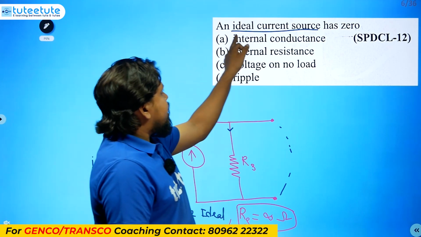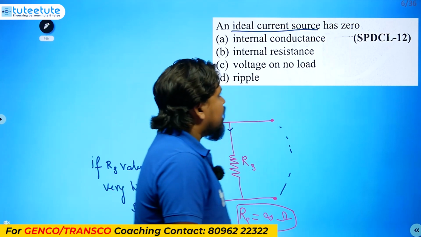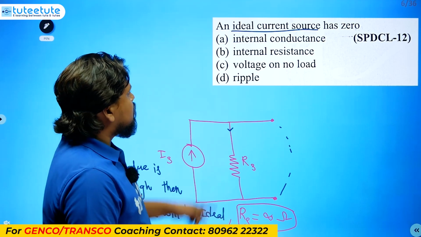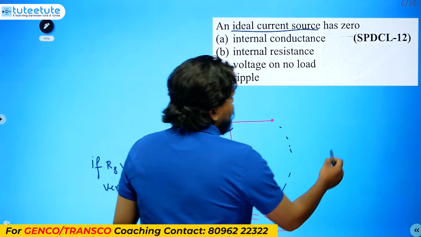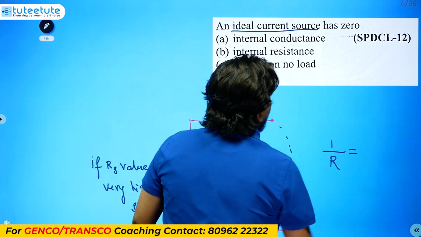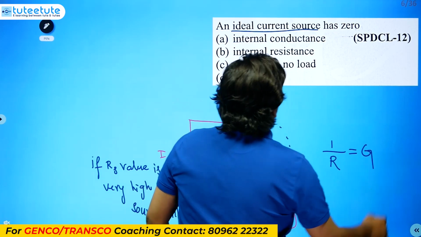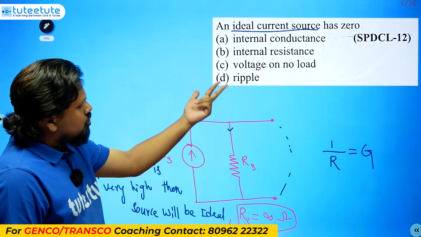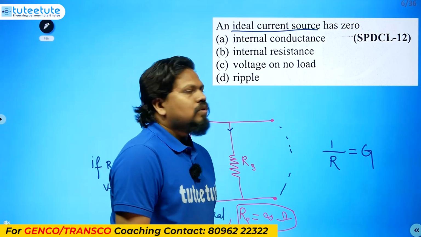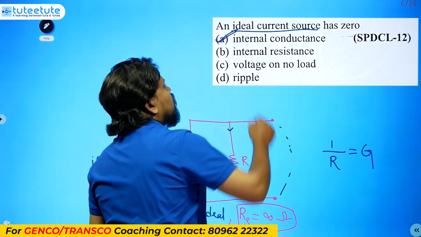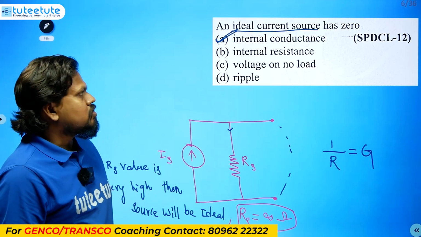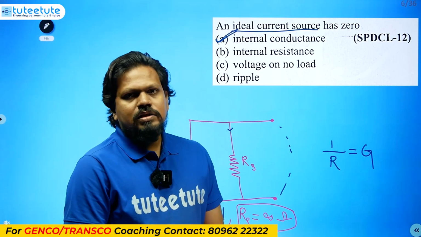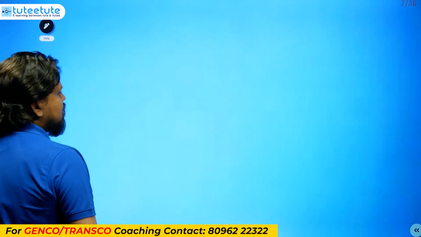So, an ideal current source has 0. Here resistance is infinity. Resistance is infinity means 1 by resistance, which is nothing but conductance. What they have given is internal conductance. Internal conductance is 0 means internal resistance is infinity only. So option A is the correct one. This was a previous SPDCL question from the internal resistance concept. So let's see what we can find out about internal resistance.